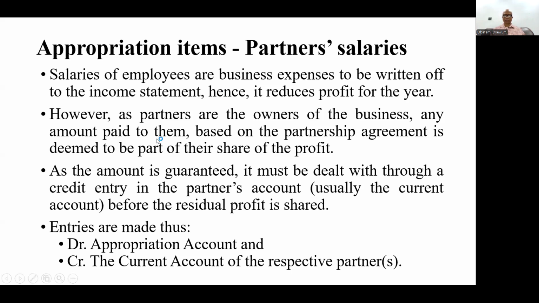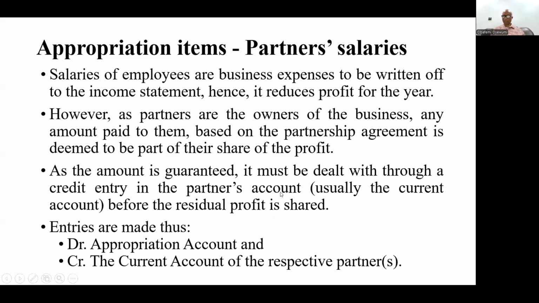Because this amount is guaranteed, because it is coming to the partner, and because it also affects the residual amount of money to be shared at the end of the day, it will be taken to the appropriation account. So the entries to be made: you debit the appropriation account and credit the respective current accounts of the partners. That is for partners' salaries. I believe you get that analogy and understanding right now. So salaries of partners will be taken as an appropriation item.